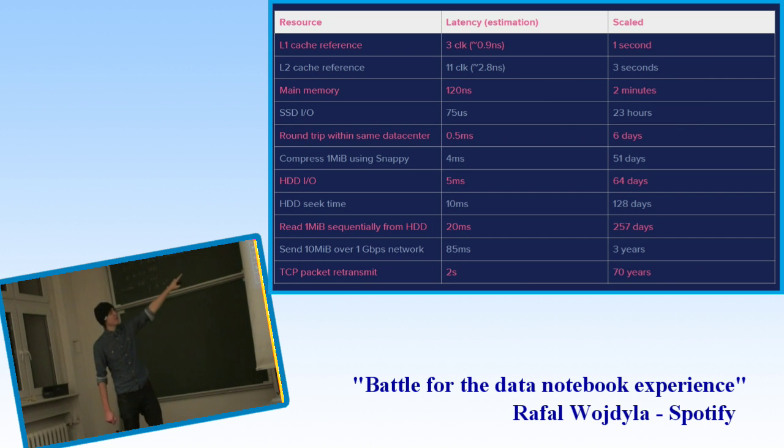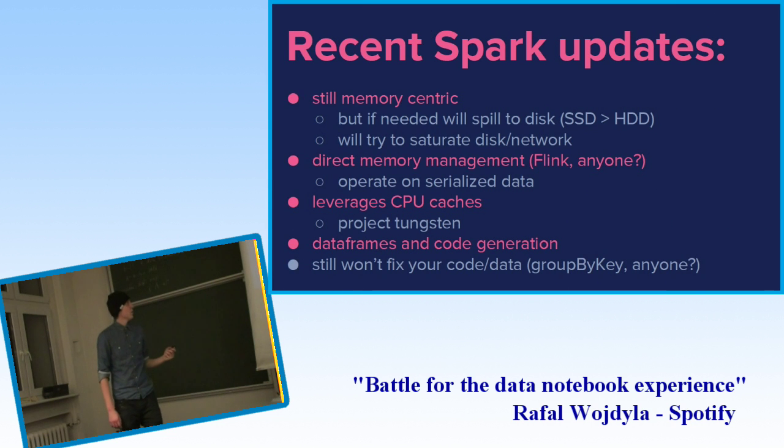If you see the difference between main memory, 2 minutes, and a couple of seconds for the L1, L2, L3, you can see another advantage: they can do another jump in performance if they start using caches. Well, and that's Project Tungsten.